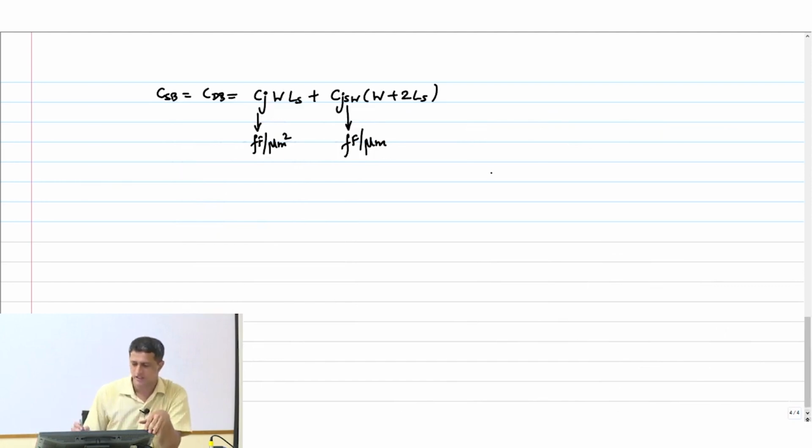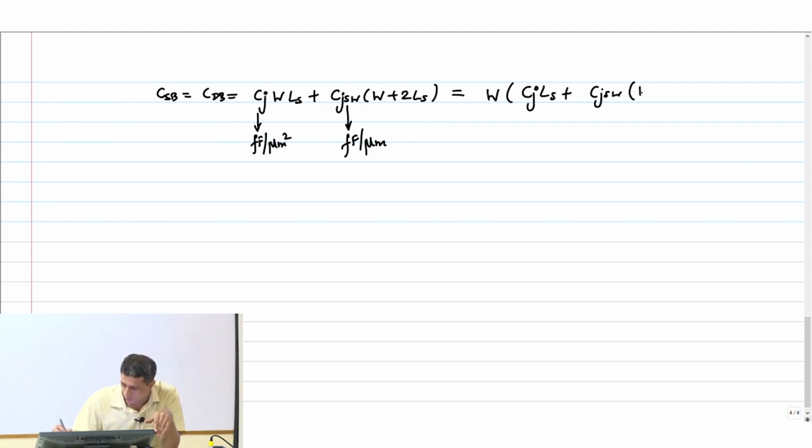Okay, so this is the total capacitance and the origin of all the capacitance components that we have, right? Again, the most important thing is to see whether it is CSB, CDB or the gate capacitance, every capacitance scales with W. This also I can write as W into CJLS plus CJSW into 1 plus 2LS by W.